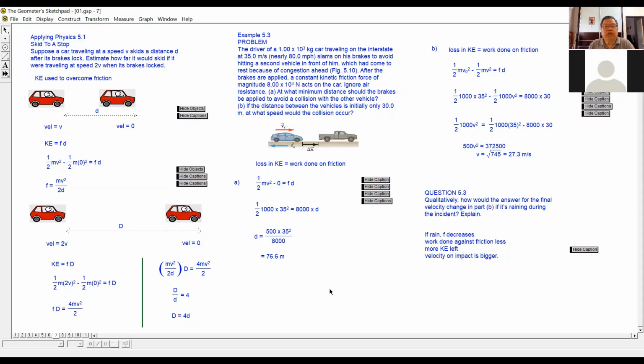The driver of a 1 times 10 to the power 3 kg car traveling on an interstate at 35 meters per second slammed on his brake to avoid hitting a second vehicle in front of him, which had come to a rest because of the congestion ahead.